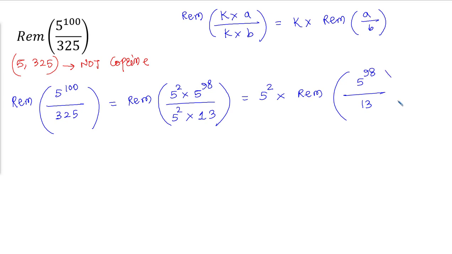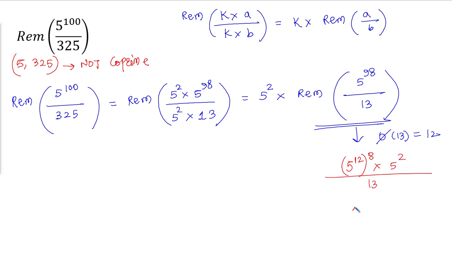Now let's find the remainder of this bracket. The Euler of 13: 13 is a prime number, so its Euler is 12. So 5 to the power 12, bracket to the power 8, which is 96. What is remaining? 5 square is remaining, divided by 13. Over here the remainder is 1. This is 25 divided by 13, and 13 twos are 26 now.